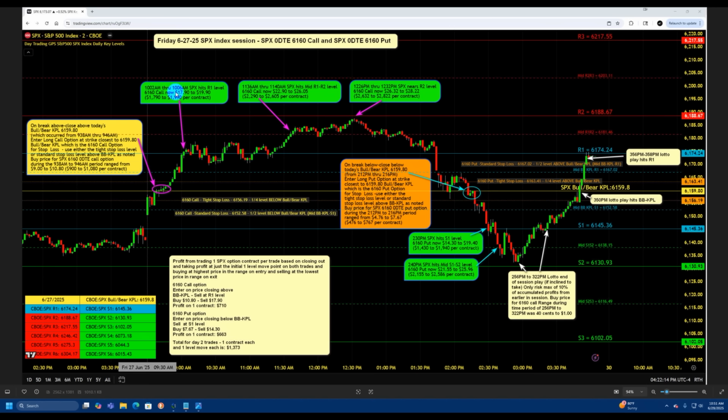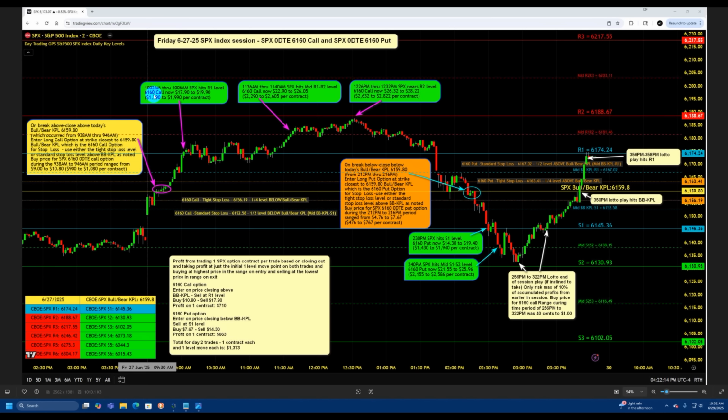So here we're just looking, even though we have all three here, in the end we're just going to be looking at one level moves, so you can see how much profit you can make by using this indicator just from taking one level moves. So from 10:02 a.m. to 10:06 a.m. SPX hits the R1 level, which is 6174.24. Remember, the entry was from 9:38 to 9:46, so this is roughly 20-25 minutes later.